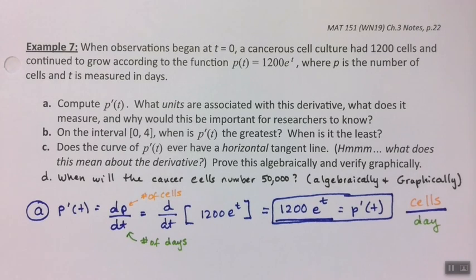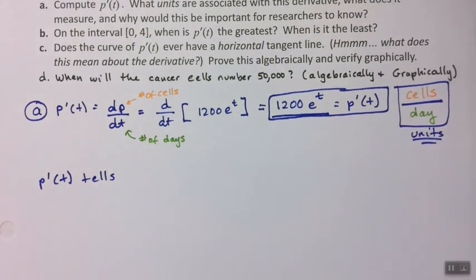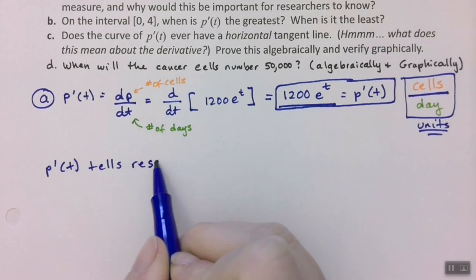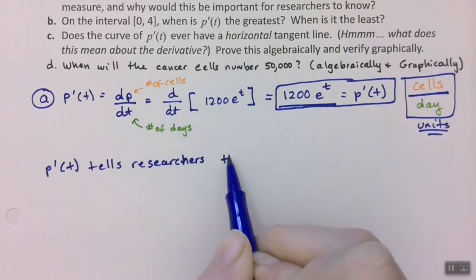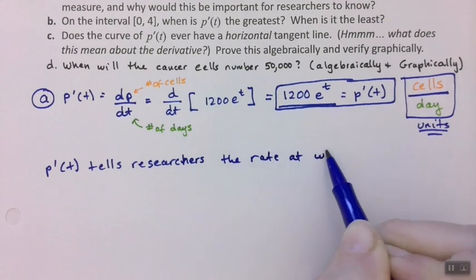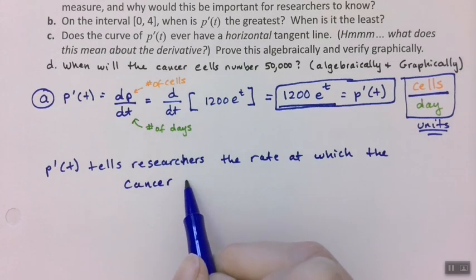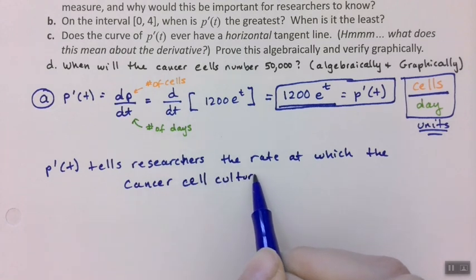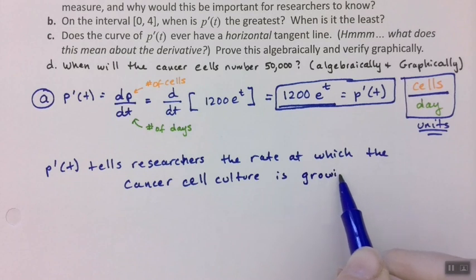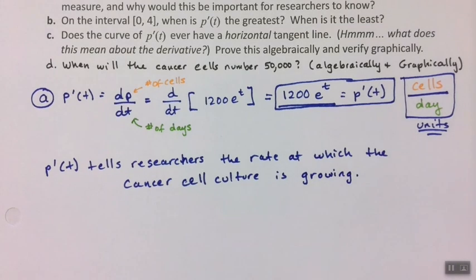Okay, so what does that mean for p prime of t? That means that p prime of t, oh, and this is the unit right here. Let's label it units. All right, so p prime of t tells researchers the velocity at which the cancer is growing, the rate at which the cancer is growing. This is in a culture, so cancer cell culture is growing. I know it's growing because it's exponential growth. 1,200 e to the t is exponential growth.